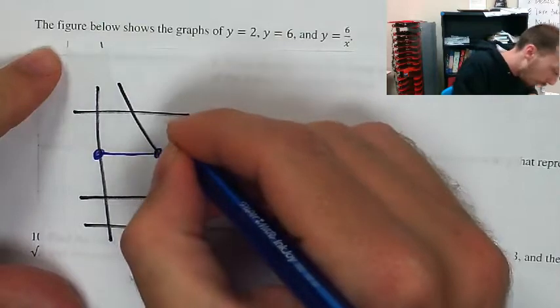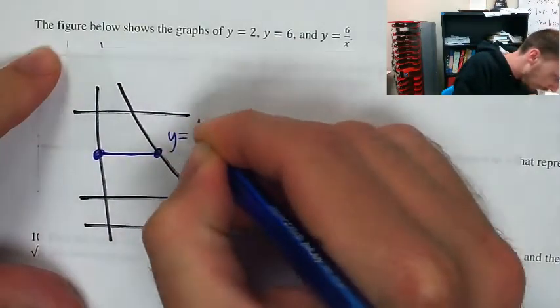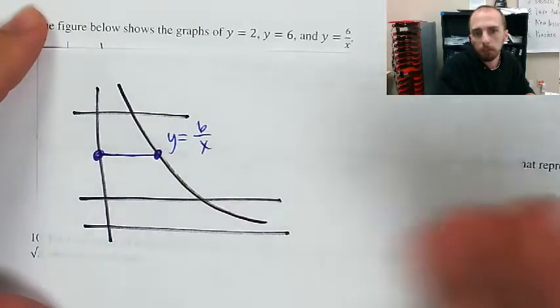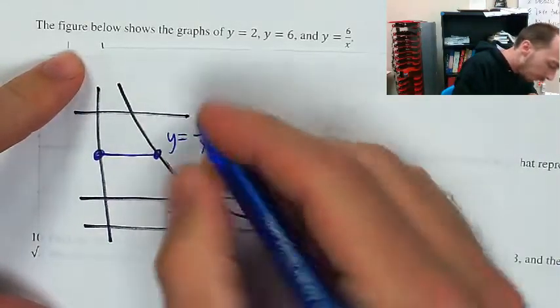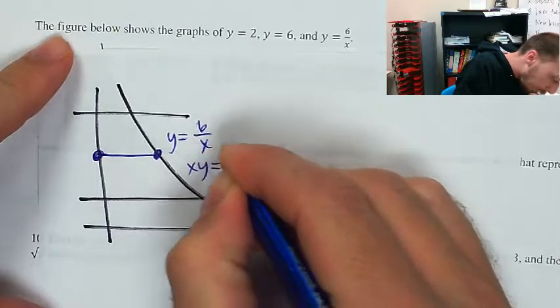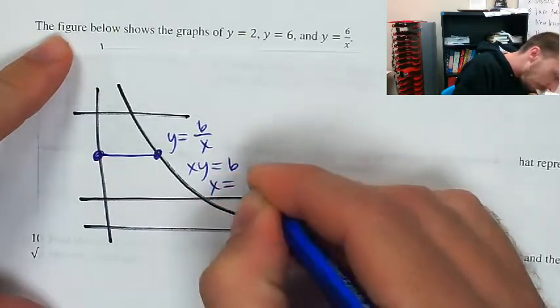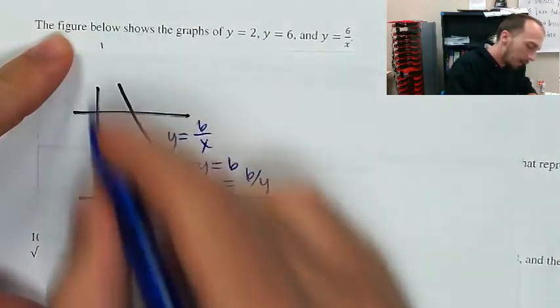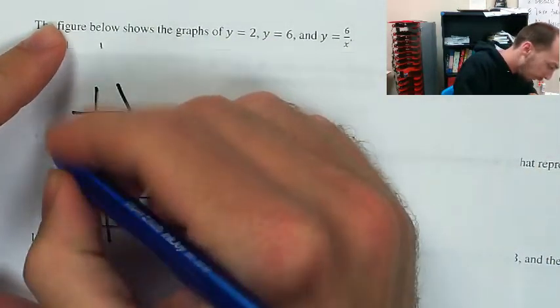Okay, so on the right we have y equals 6 over x. But if I'm going to integrate in terms of y, I need to solve for x in terms of y. So I'm going to multiply both sides by x, and I get xy equals 6, and then I'm going to solve for x by dividing both sides by y, and I get x equals 6 divided by y. And then over here, the y-axis, this is the set of all points where x is equal to 0.